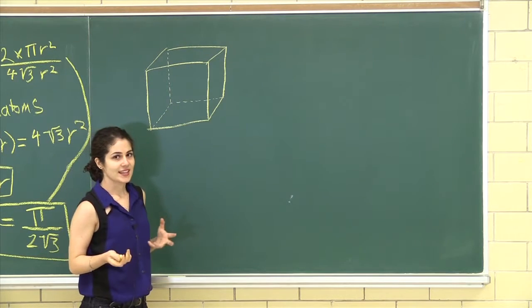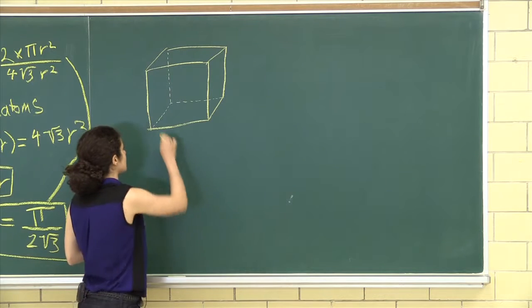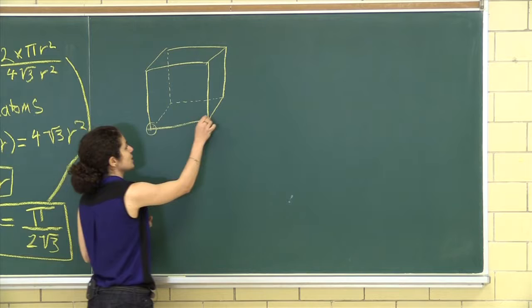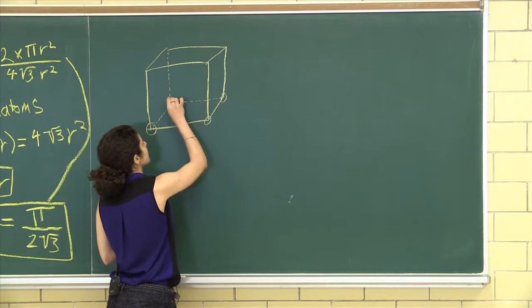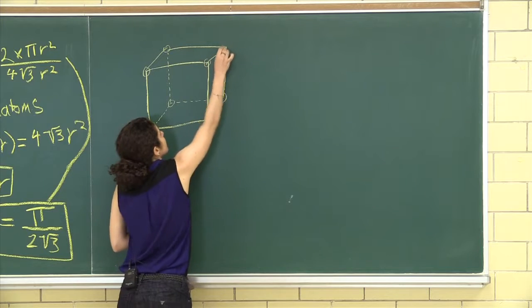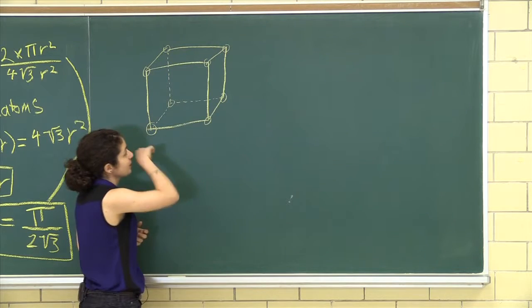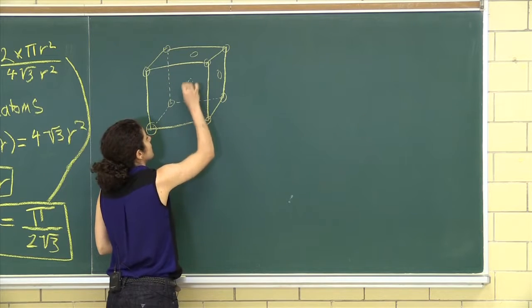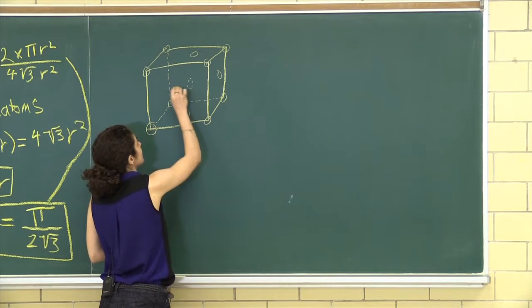Then we know that 1/8 of an atom fits in each corner. So I'll just draw the whole atom actually, just for simplicity today. And an atom is on each face. I'll just draw the simplified version of this.